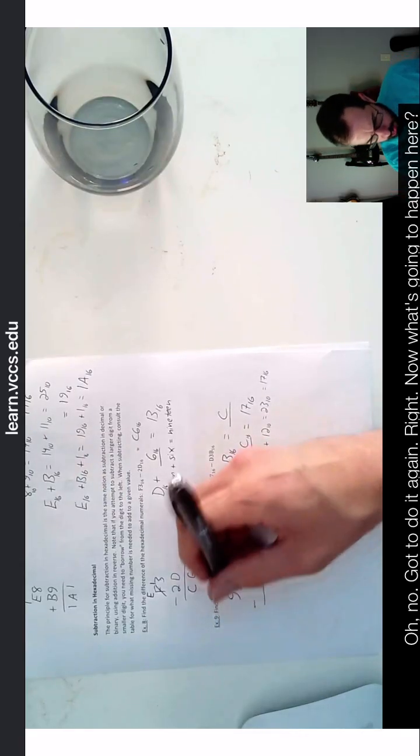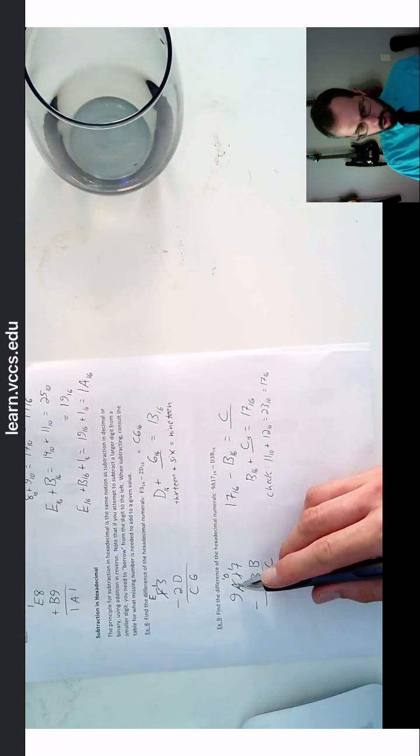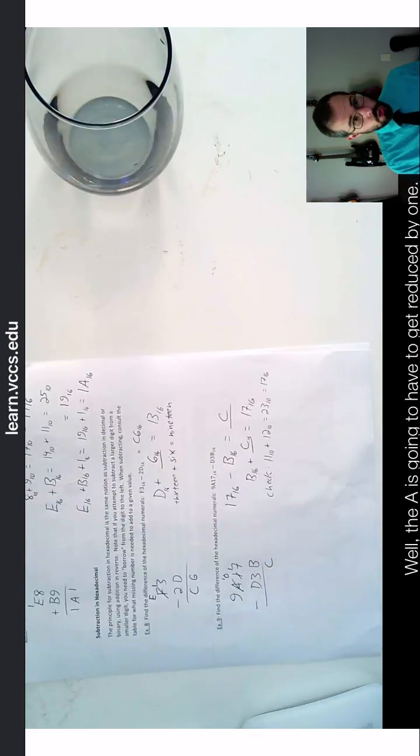Oh no, got to do it again, right? Now, what's going to happen here? So I got to put the 1 in front of here, and I'm going to have to borrow from this digit, A. Well, the A is going to have to get reduced by 1. Remember, A in hexadecimal, that's the first digit that we can't represent with our normal decimal numerals, so that's worth 10. So we're going to have to take away 1 from A. When we take away 1 from A, because that represents 10, we write 9. 10 minus 3, well, fortunately, we actually know how to do that stuff. Doesn't take any fancy math. Nope, I lied. Got to redo that. I just made a mistake there. Mistakes happen. Let's try that again.